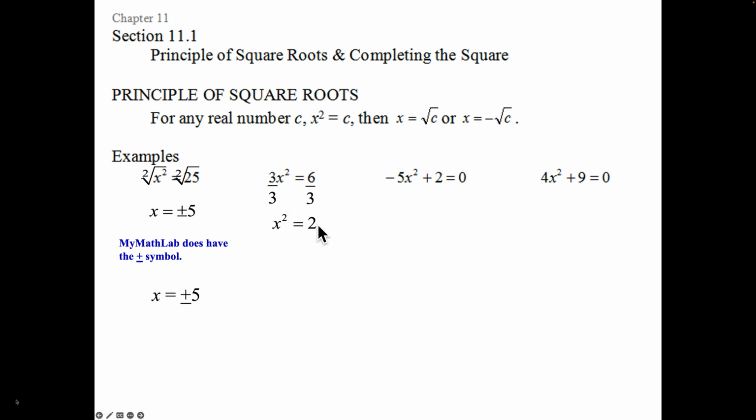x squared equals 2. Take the square root of both sides. You have plus or minus the square root of 2. No decimals. They're going to be asking for exact values.